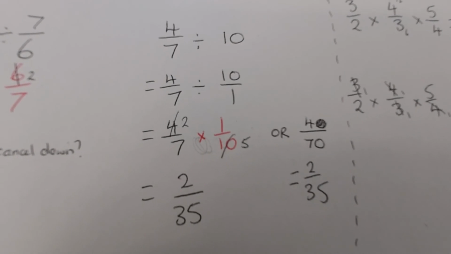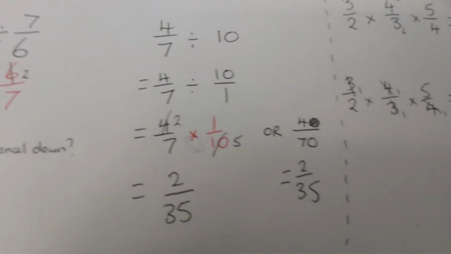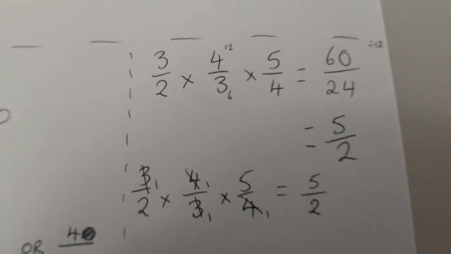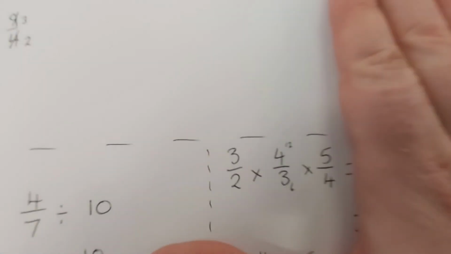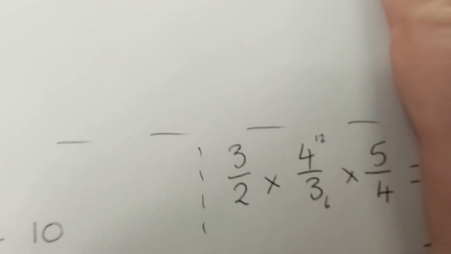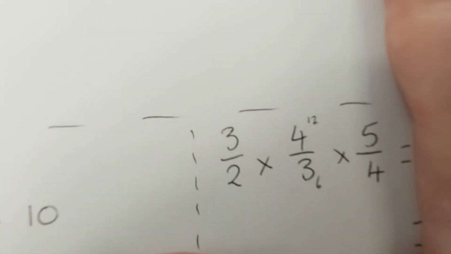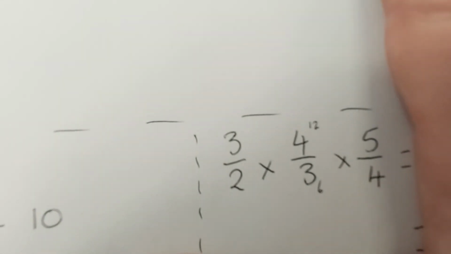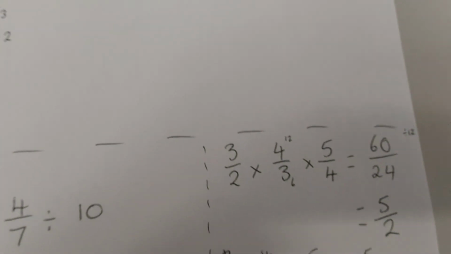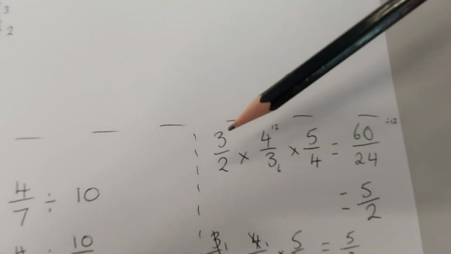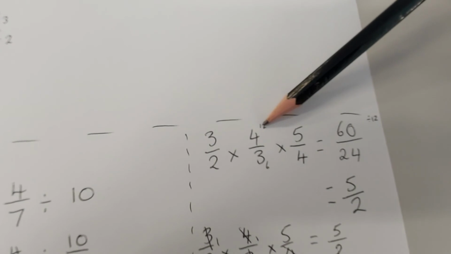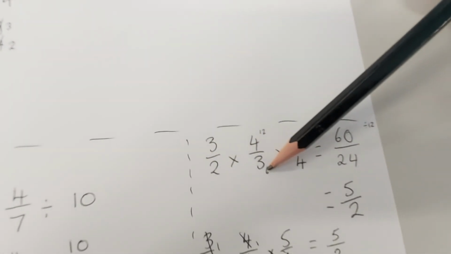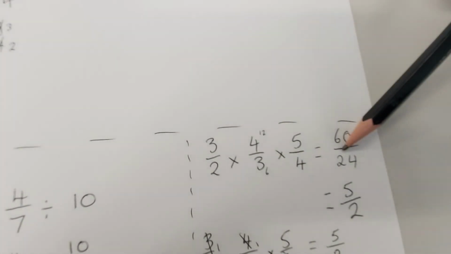All right? Now, just because I feel like we haven't done too much extension stuff here, here's a little extension question, which might look confronting when you just look at the question. So 3 halves times 4 thirds times 5 quarters, okay? So you can just times across. 3 times 4 is 12. 12 times 5 is 60. 2 times 3 gives me 6. 6 times 4 gives me 24.